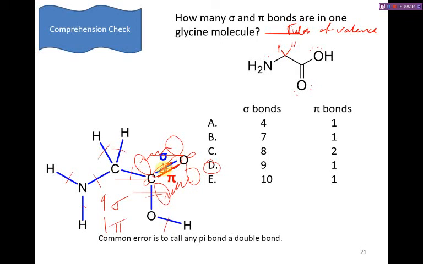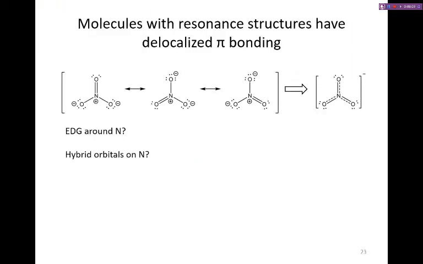The sigma bond is the bond that's down the axis of the nuclei, and the pi bond is above and below the axis. Let's talk now about delocalized pi bonding. We've looked already at resonance structures and how resonance structures are different representations of reality.